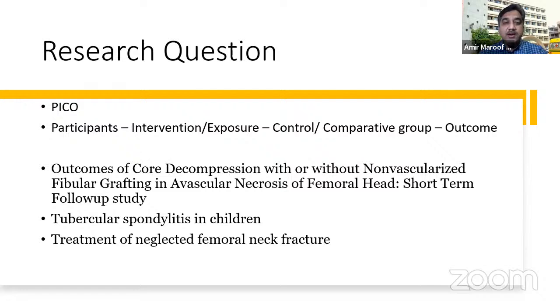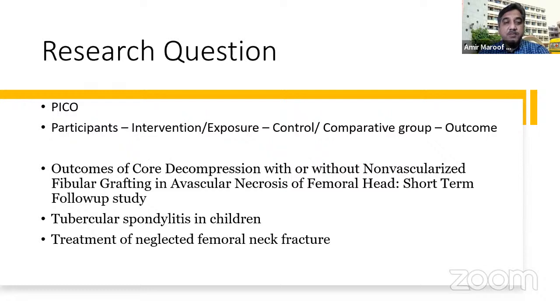So you will find that there are certain observational studies, there are certain comparative studies, there are certain cross-sectional studies. Depending upon the objectives of your study, your research question actually will be having, if you are comparing, then it will have a comparator. If you are not comparing, you will not have a comparator. If you are intervening, you will have an intervention. So either you will have PICO or you will have P and O.